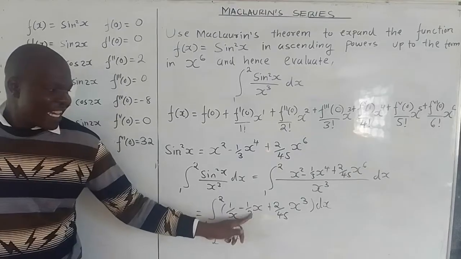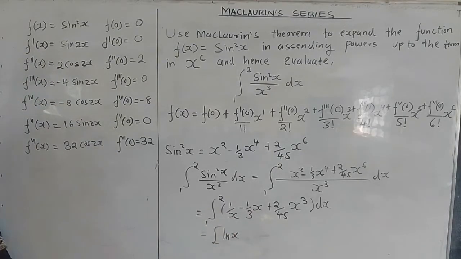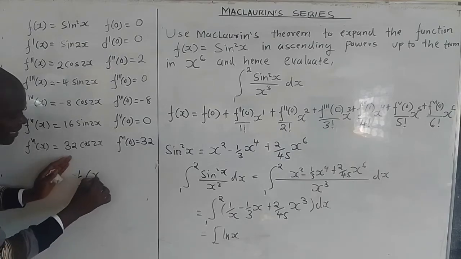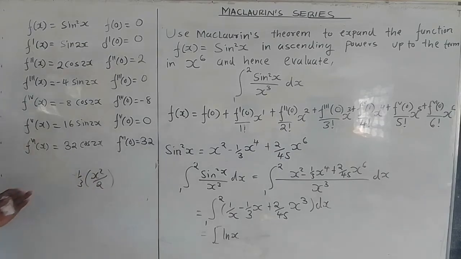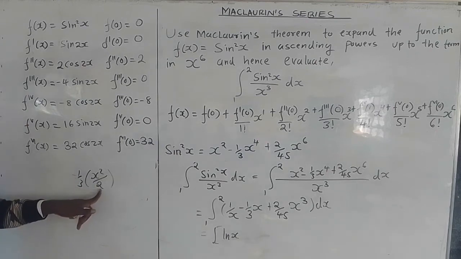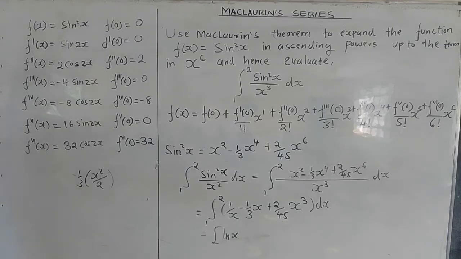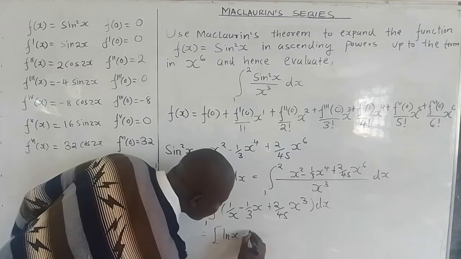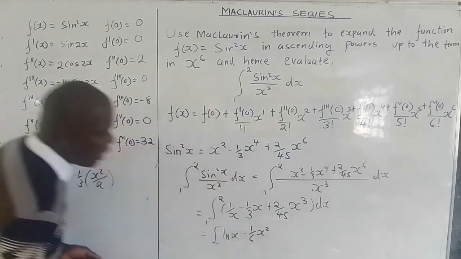If I integrate negative a third x, see that is now a polynomial. So negative a third is a constant. If I integrate x, I get x squared over 2. So in the numerator, negative a third divided by 2, because 2 is in the denominator. Negative a third divided by 2, you get negative 1 over 6, isn't it? Are we together? So that is negative 1 over 6, x squared.